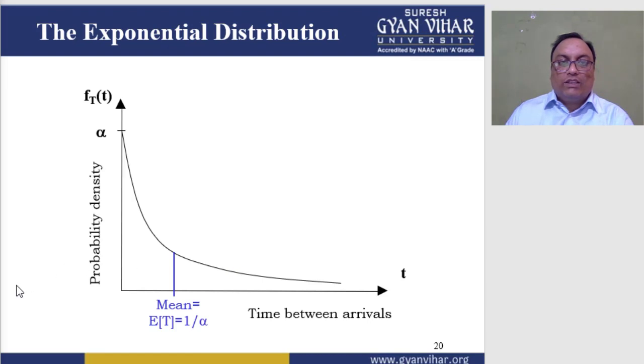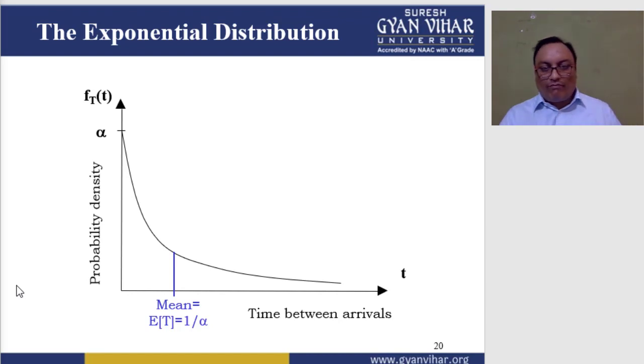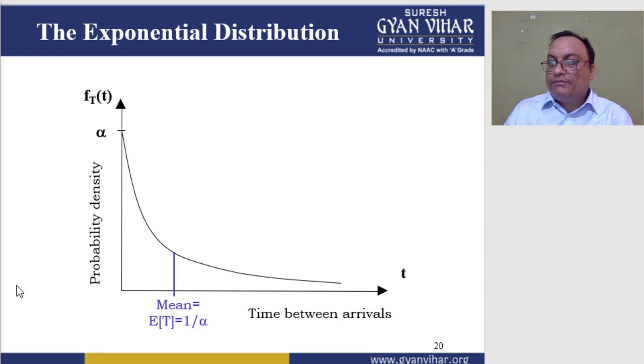So the exponential distribution is here, the probability density and the time between arrivals. For the time between arrivals, which shows the different kinds of analysis.